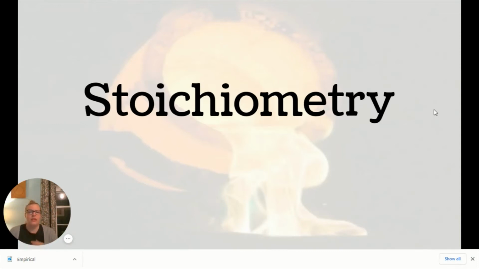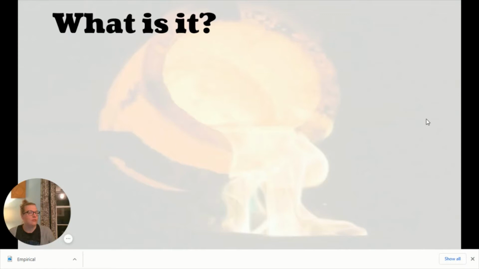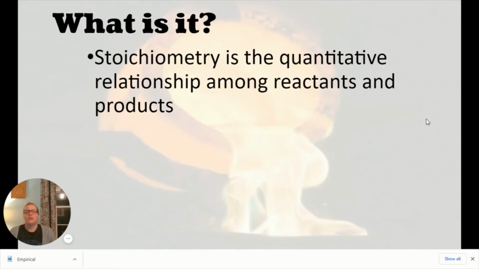So pardon my enthusiasm for stoichiometry, but we are going to be talking about that today and reviewing it from your Gen Chem days. If you're a little rusty, we'll dust the old books off and get things caught up for you. Just as a reminder, stoichiometry is the quantitative relationship among reactants and products. Basically, it's the math that's involved when we talk about how much we have to begin with and how much we expect at the end.